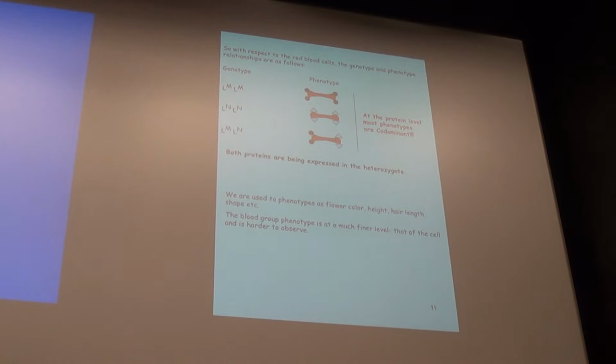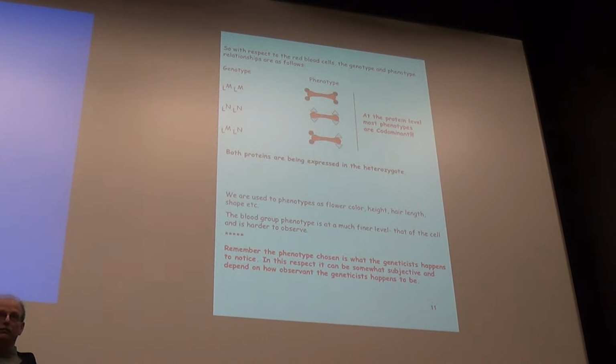The blood group phenotypes are at a much finer level, and that's at the level of the cell. And so it's harder to observe. And so this is important. The phenotype is what you as a geneticist decide to study. You could say, I'm going to study the phenotype at the presence, the color of blood. Well, in that case, whether you are LM, LM, LN, LN, or LM, LN, you'll always be red, right? So it doesn't matter whether the gene is LM or LN, you're still going to be red at the level of observed phenotype by the naked eye.